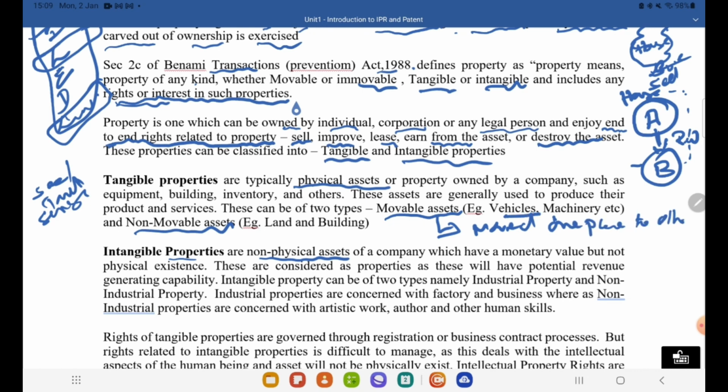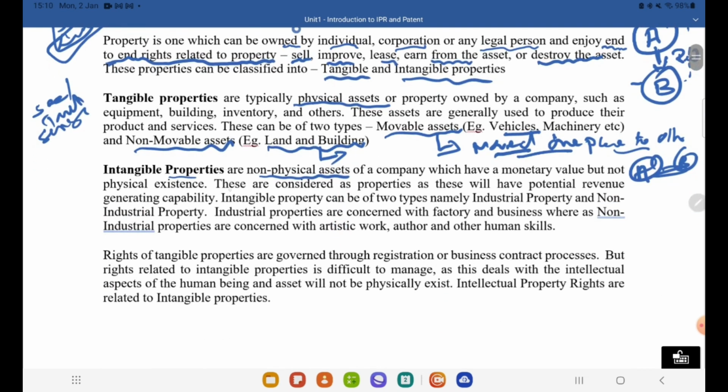I have a vehicle; I can leave it here or take it from point A to point B. Anytime I can move it. In the same way, machinery or furniture are all movable assets. Non-movable assets include land and buildings or any erections done on land, which cannot be moved from one place to another.